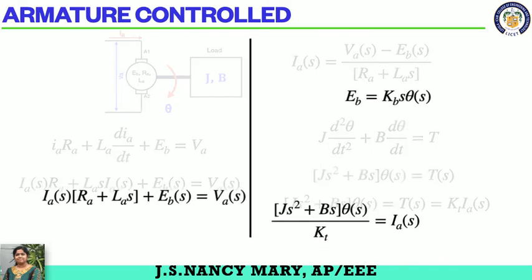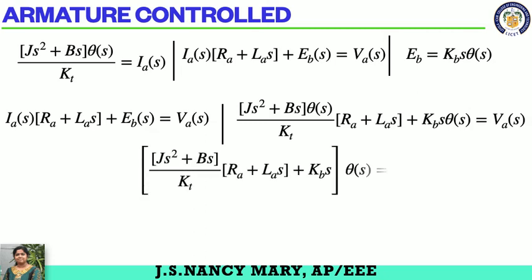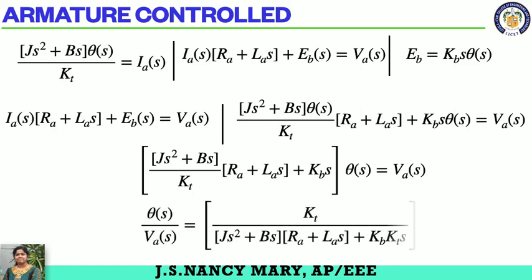So now having all the equations, you will be having the equations like this. In this, take the first equation, that is the voltage equation. In the voltage equation, instead of the current, you substitute Js square plus Bs by Kt, and instead of Eb, you substitute Kb into S into theta of S. So you will be getting Va of S like this. So in this, you know the transfer function is nothing but the output by input. Here the input is armature voltage and the output will be the angular displacement. So theta by Va will be the transfer function. So theta by Va is equal to this one. By taking the LCM, I am writing this.